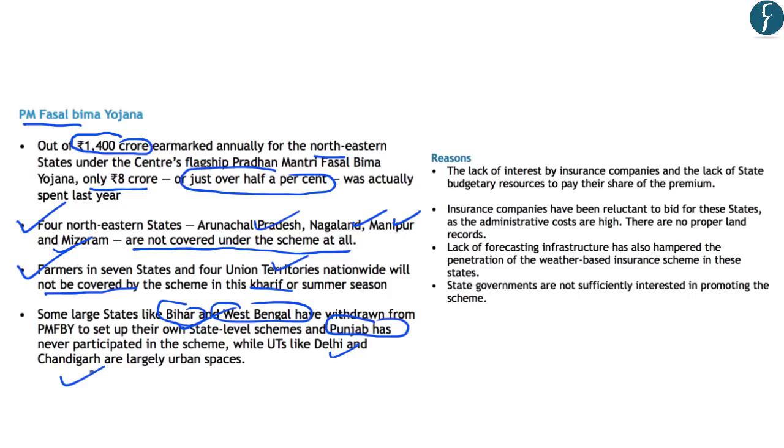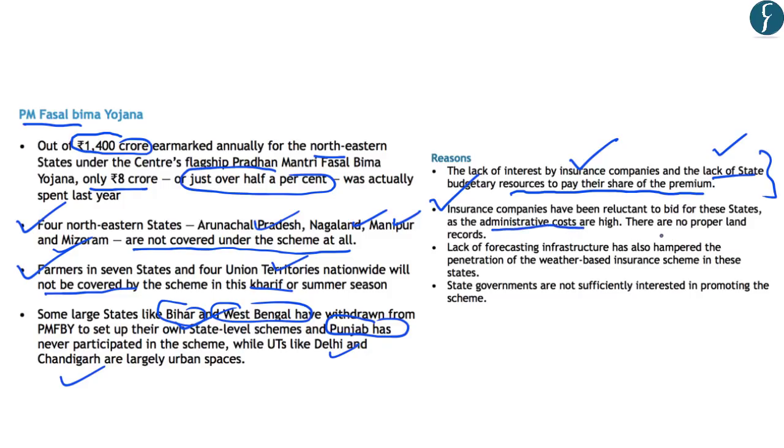Now, the reasons which have been cited by the government functionaries include a lack of interest by the insurance companies. And besides the lack of interest of insurance companies, another important factor is the lack of state budgetary resources to pay their share of the premium. Now, it has a provision of premium which is to be paid by government as well as the farmer. So, the states are not paying their share of the premium, and that is why the scheme is not being implemented. Secondly, the insurance companies have been reluctant because of high administrative costs.